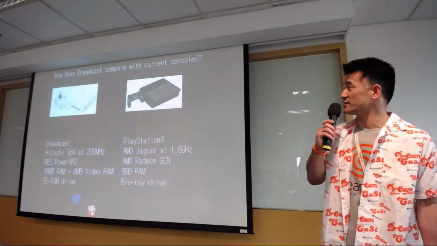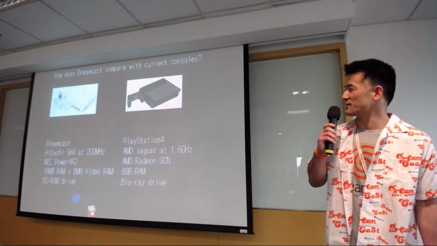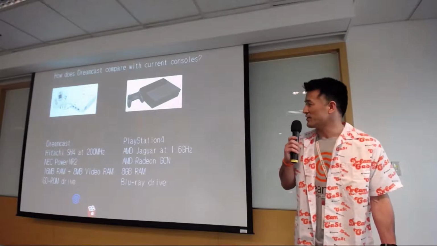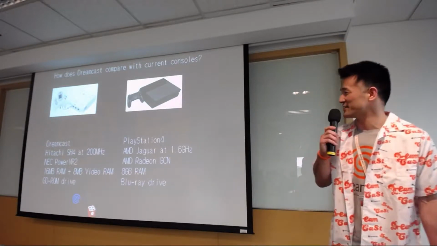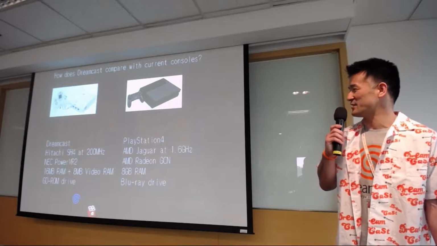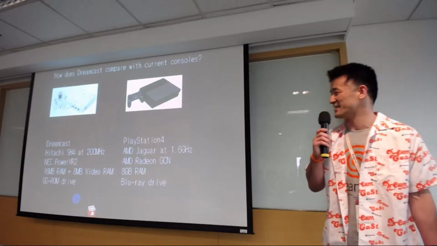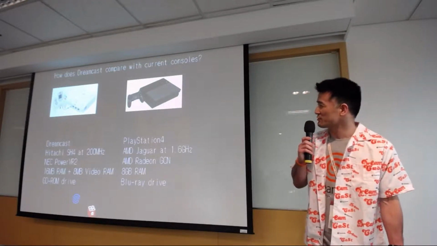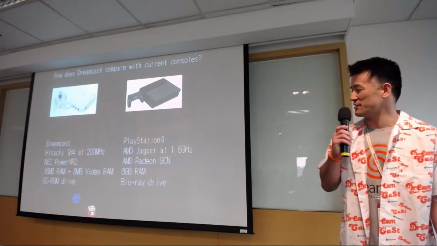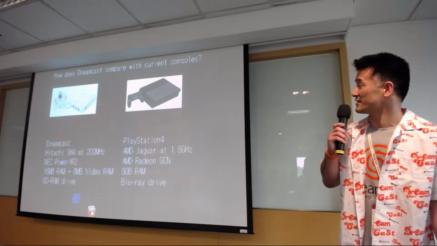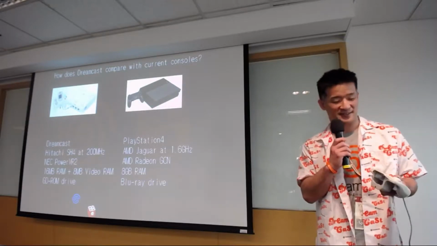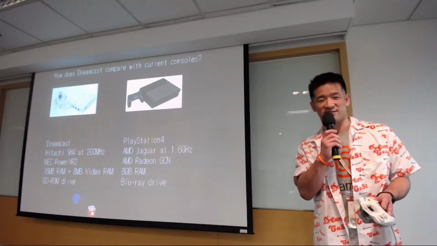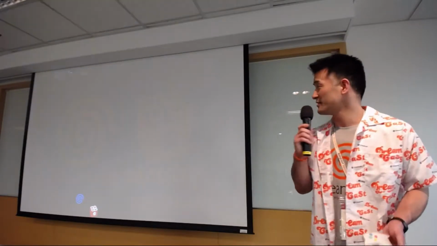Just a quick comparison of Dreamcast and PS4. Dreamcast runs SH4 at 200 megahertz, PlayStation 4 runs AMD Jaguar at 1.6 gigahertz. Dreamcast has 24 megabytes of combined RAM between main and video, and PlayStation 4 has 8 gigabytes of RAM. So compared to the modern consoles, it's very, very limited.